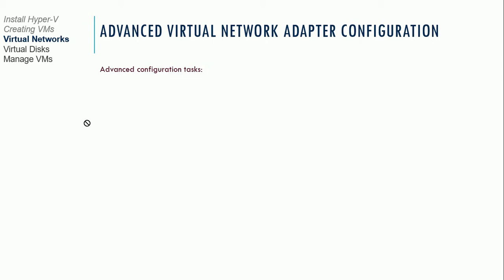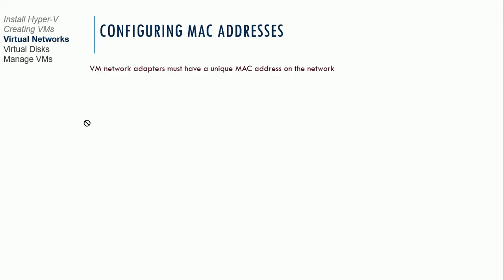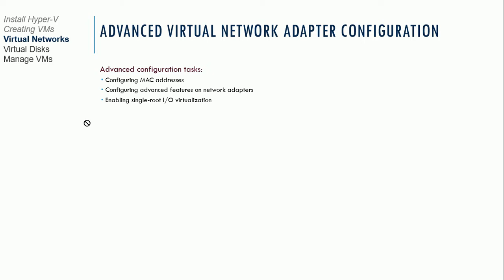All right, so there are some advanced configuration tasks. You can configure MAC addresses and advanced features on network adapters. You can enable SR-IOV, which we'll talk about in a little bit. MAC addresses are kind of interesting. You can do that on a physical machine as well, but with virtual machines, it's kind of easy to just go in and create whatever MAC address you want for your virtual machine. But you have to be careful.